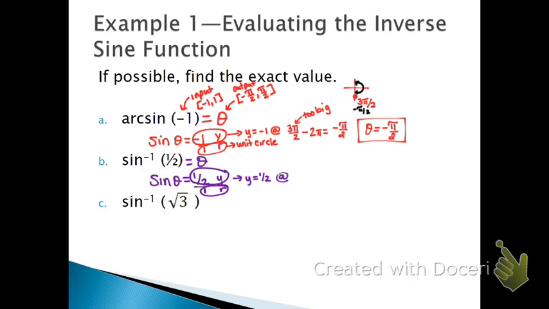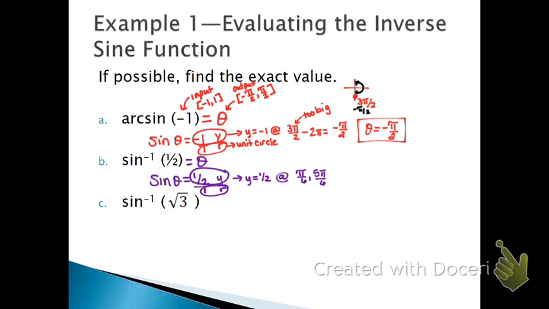What angles? 30 degrees or 150? No. Give it to me in radians. Sine is positive, so what quadrant should I be looking at there? Pi over 6 and 5 pi over 6.